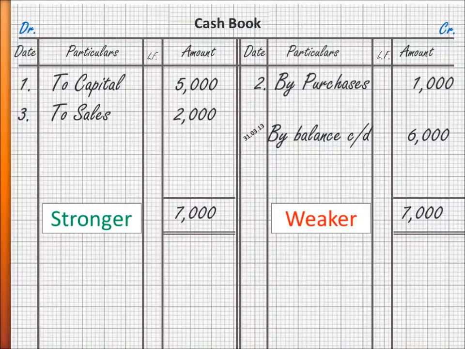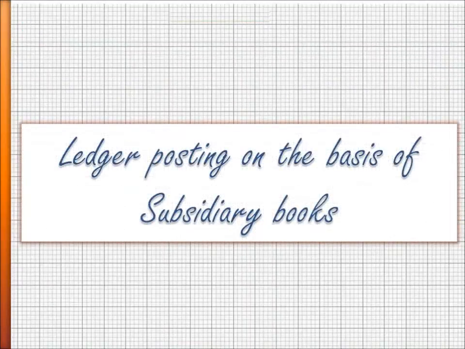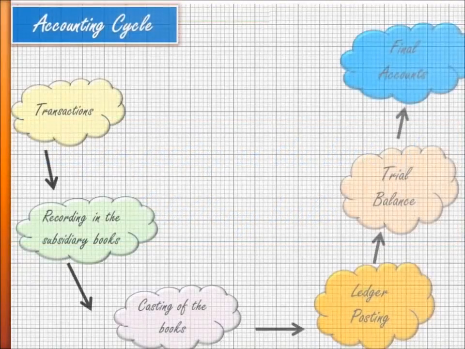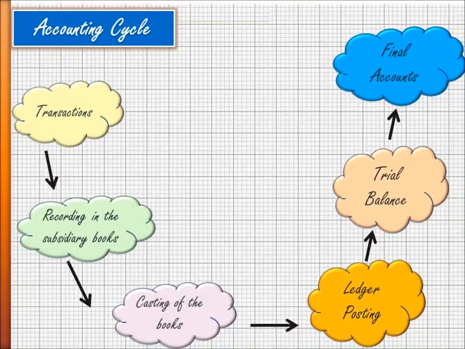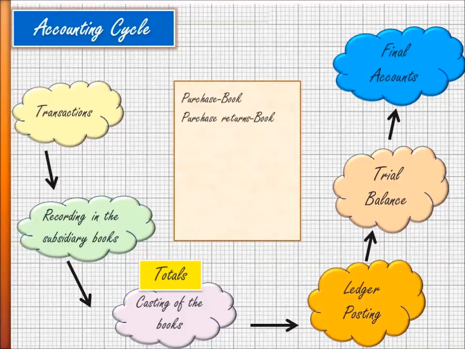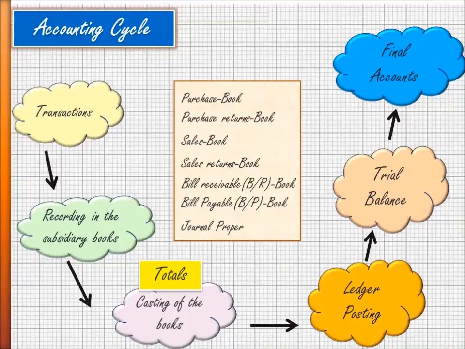Now we have to start ledger posting on the basis of subsidiary books. I told you the steps: transaction, then recording in the subsidiary books, then casting of the subsidiary books. Casting means totals. Here the totals mean the totals of the purchases book, purchases returns book, sales returns book, BR book, BP book. But these subsidiary books are not available in this question, so there is no question of casting. I mean to say making totals. So we have to start ledger posting now.